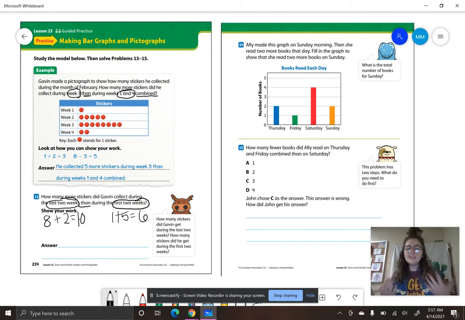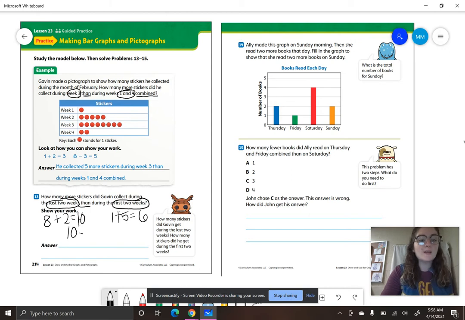All right, now we need to compare. What kind of equation can we make to compare? A subtraction equation. So we found the last 2 weeks, 8 plus 2 equals 10, and we found the first 2 weeks, which was 1 plus 5. Which number are we going to start with to subtract? 10 or 6? We're going to start with 10. 10 is our greatest number.